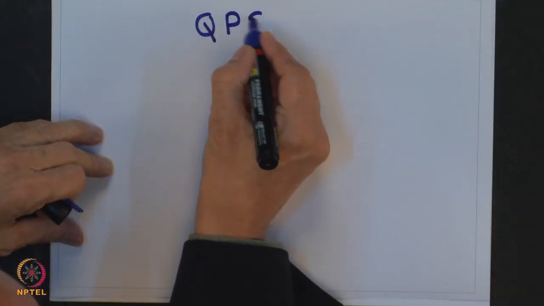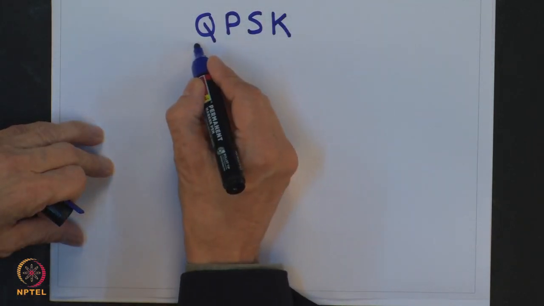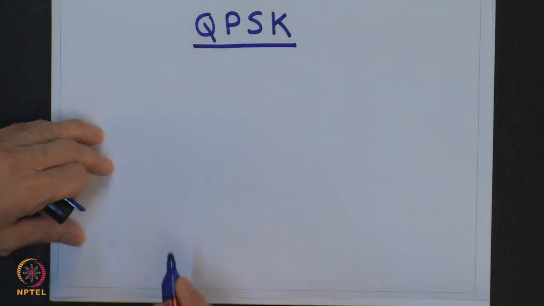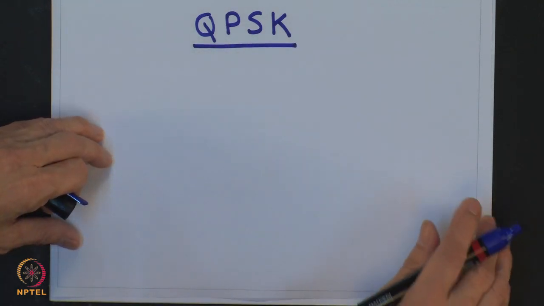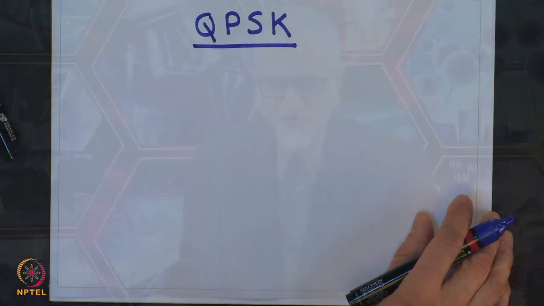QPSK, quadrature phase shift keying, offset QPSK, MSK, which stands for minimum shift keying. We will start our study with QPSK, that is quadrature phase shift keying. So, the bandwidth efficient modulation schemes basically form a class of M-ary modulation in general, which we will study later on.